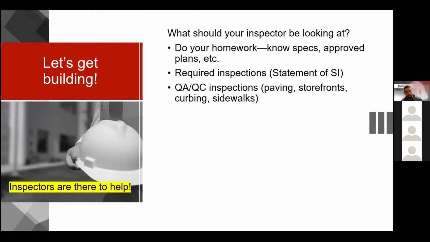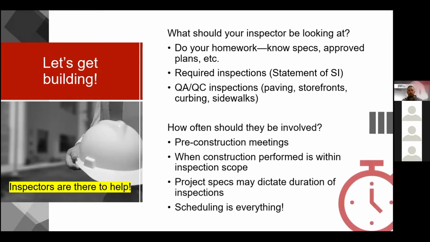So what should your inspectors be looking at? First of all, do your homework, know your specs, know your approved plans, check out the required inspections, the statement of SI and your specs. And then there's also QA/QC inspections. Maybe an owner wants to have paving done or curbing done, something that doesn't necessarily fall under special inspection, but we'd still like to have it checked out. How often should they be involved? As often as possible is really the best answer, but at a minimum, certainly pre-construction meetings, get on track, discuss schedule, frequencies, and then certainly when construction is performed within that inspection scope.